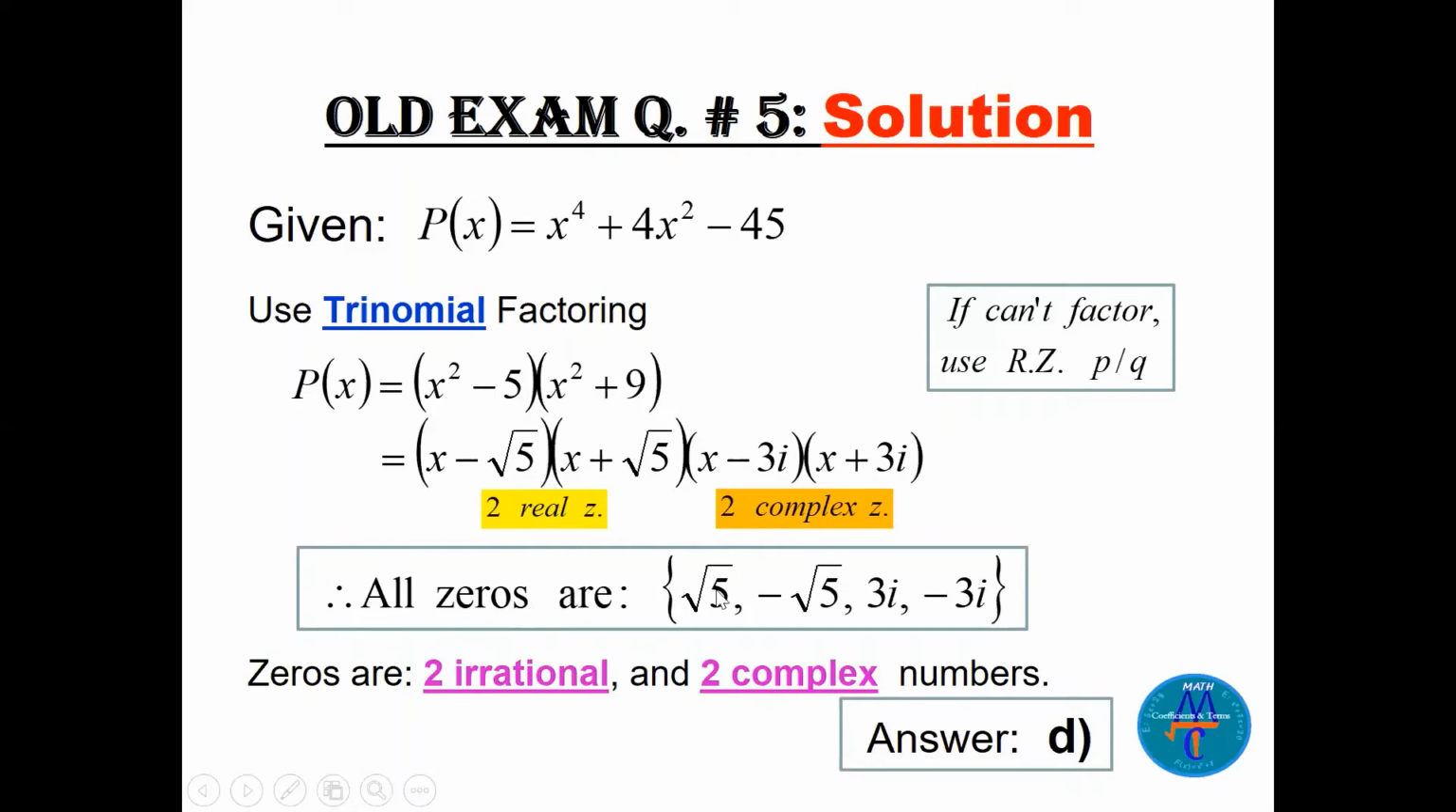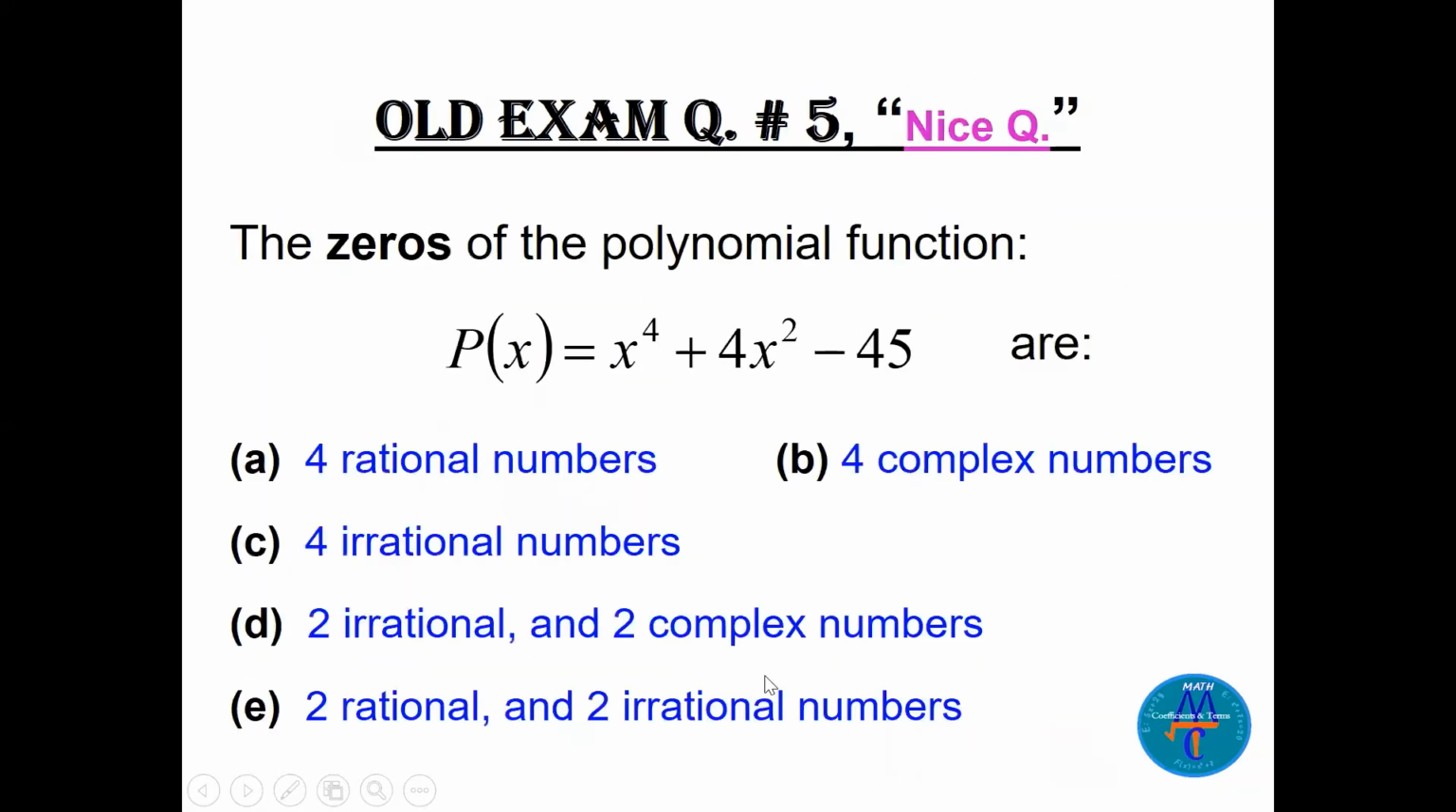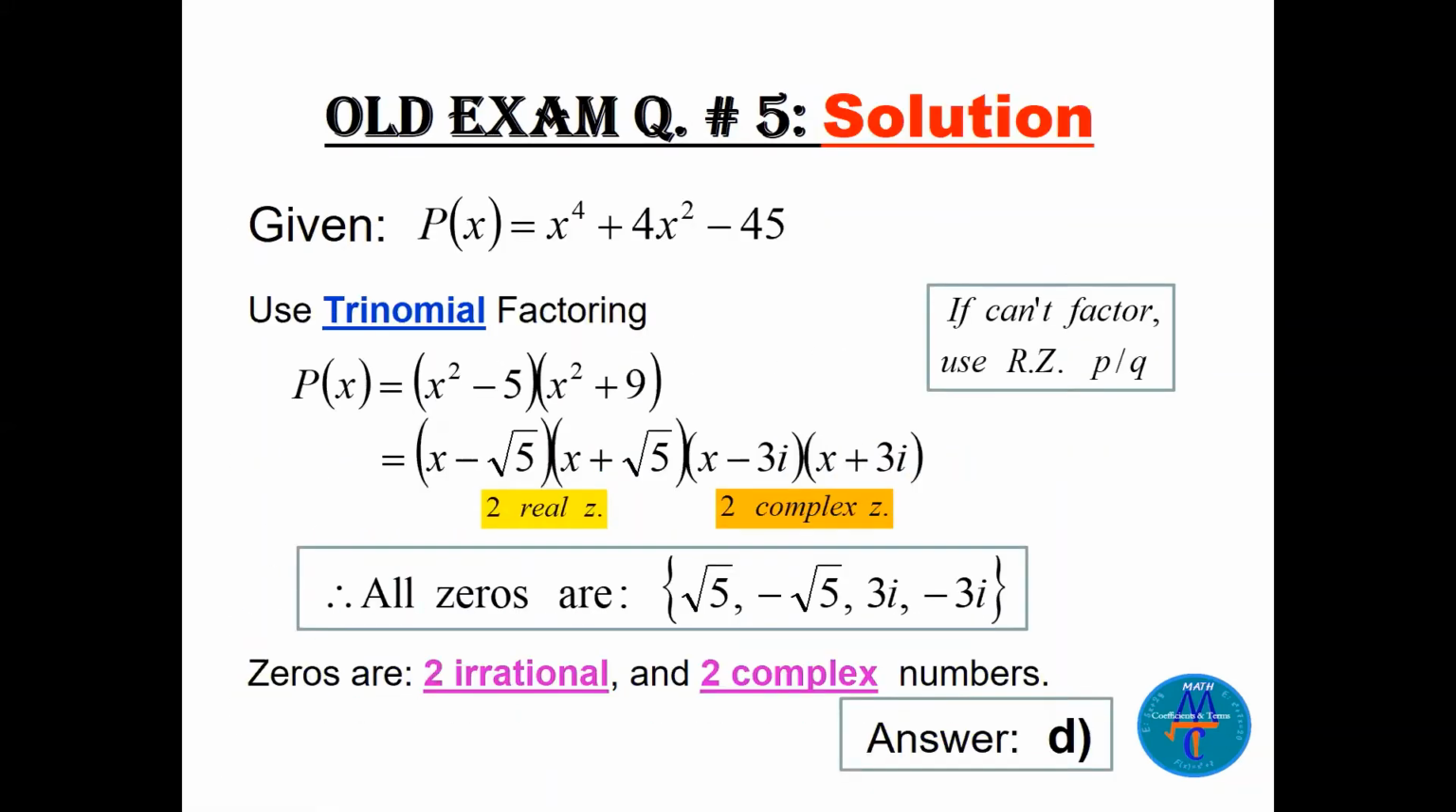Look at all the zeros: square root of 5, minus square root of 5, 3i, minus 3i. So where is the choice where we have two irrationals and two complex? See, two irrationals and two complex, so the answer is D. Just a little note here, please. If you cannot factor it, suppose I change the numbers here and put 40 or minus 2 or whatever, then you have to use rational zeros, P over Q.